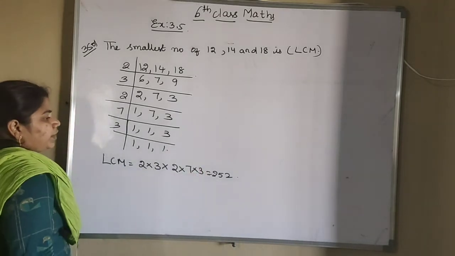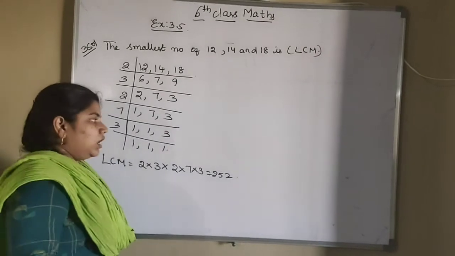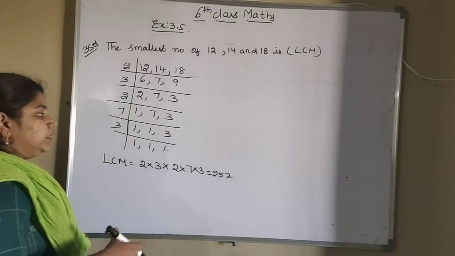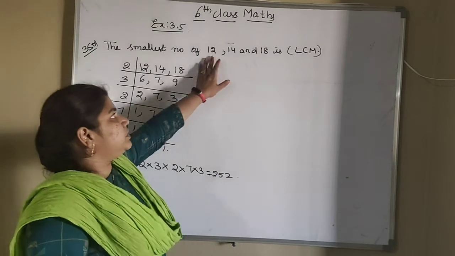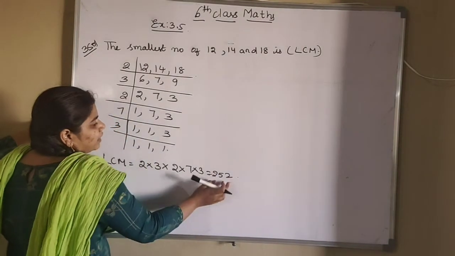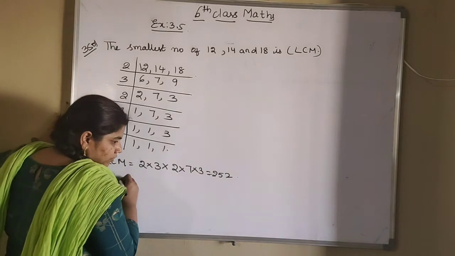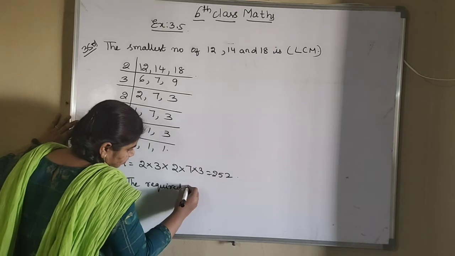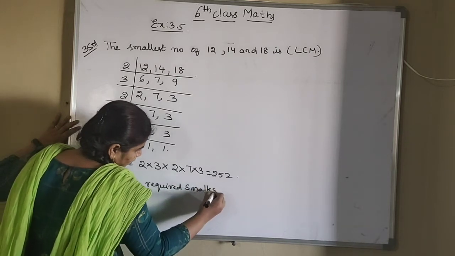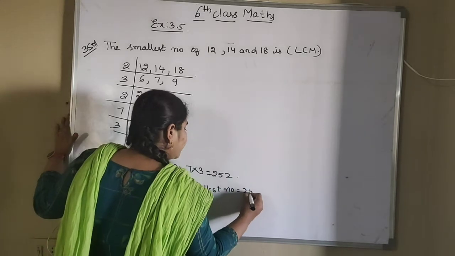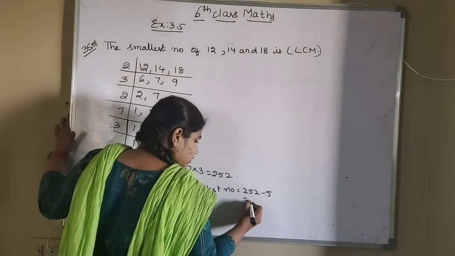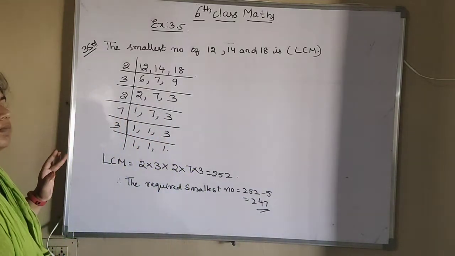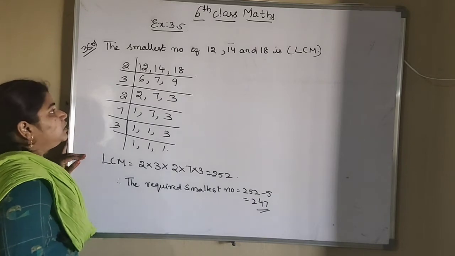So what we have to find? We have to find which number you will add to 5 to get the number divisible by these values they are asking. So what you will do there? You will subtract this number with 5. The required smallest number is 252 minus 5. So if you subtract this, how much you will get? 247. So this number is exactly divisible by the given numbers they are telling. Okay, so this is our third solution.